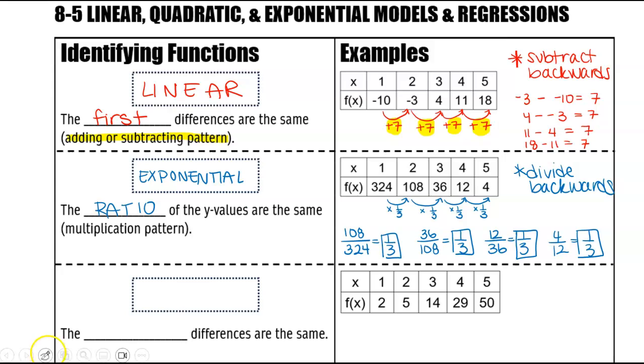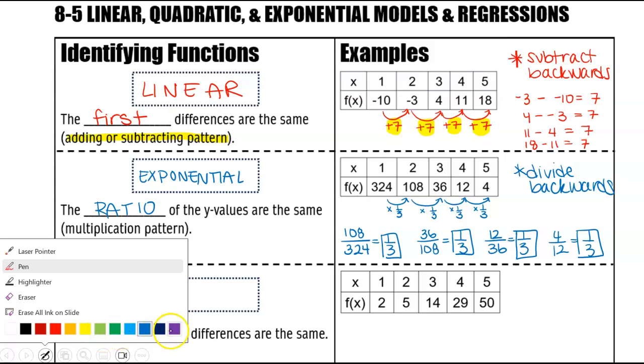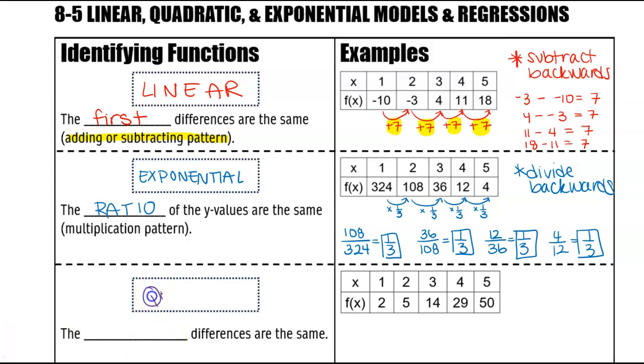Now, the last one that we want to talk about today is our newest function, and it is a quadratic. Quadratics are kind of crazy when you start looking at the table of values, because if I were to do the ratio, so if I divided 5 divided by 2, I would get 2.5. If I did 14 divided by 5, that doesn't equal 2.5. So there's not a multiplication pattern or a constant ratio.